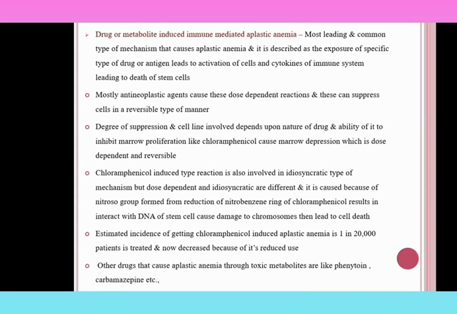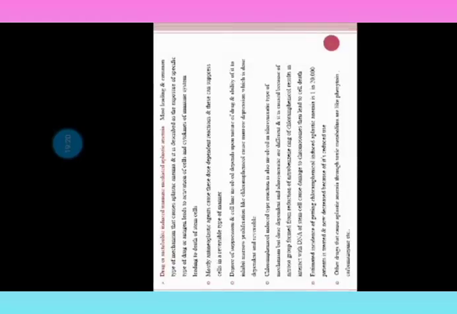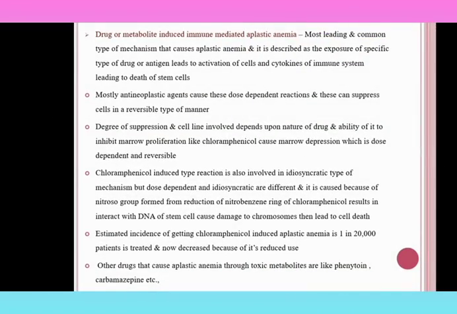Coming here, chloramphenicol-induced reactions are also involved in idiosyncratic mechanisms. The idiosyncratic mechanism is mostly caused because of the nitroso group. The idiosyncratic and dose-dependent mechanisms are different. It is mostly caused by the nitroso group, formed from reduction.